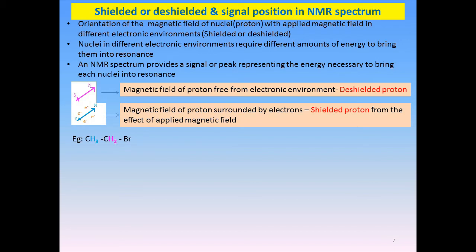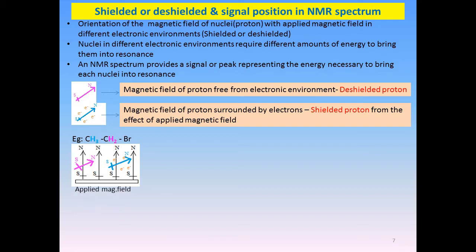So for this, let us take an example of ethyl bromide, where CH2 protons are closer to the bromine and CH3 protons are far away from the bromine. Hence, the protons of these two will vary with respect to the electronic environment. So here comes both the shielded proton and de-shielded proton under the influence of an applied magnetic field.